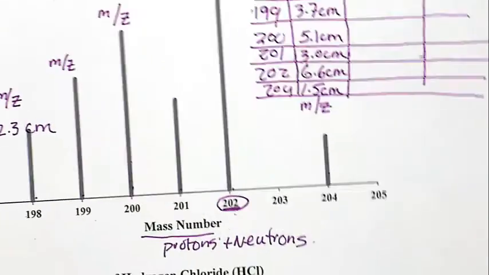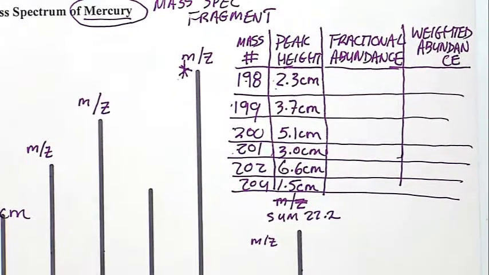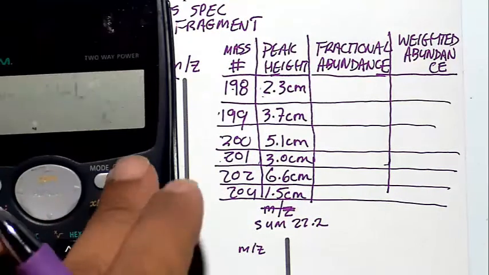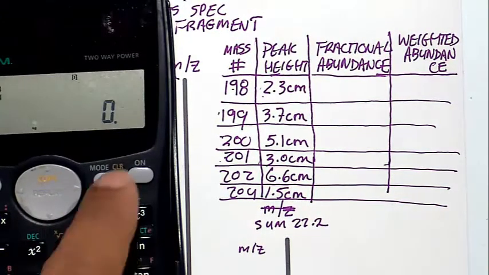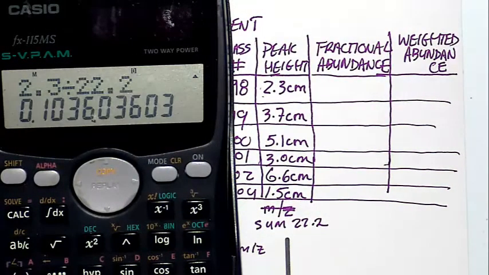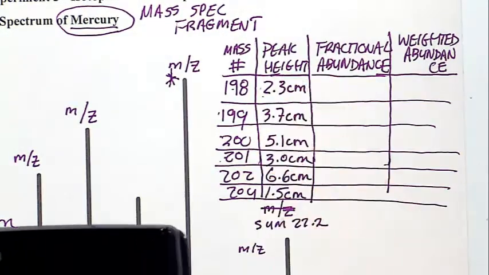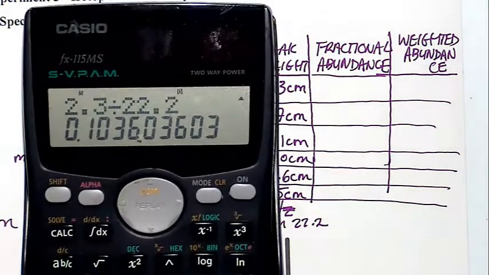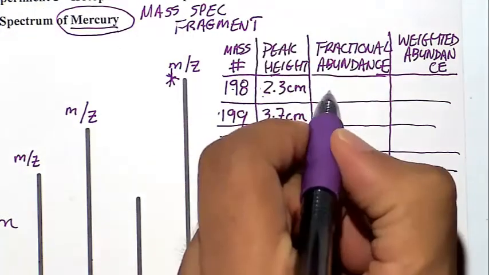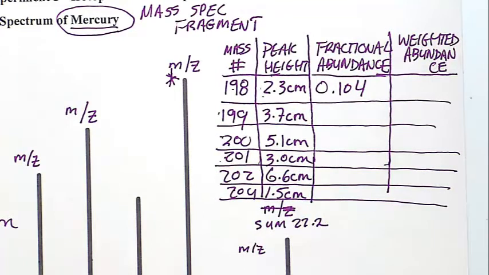In order to figure that out, you will do 2.3 divided by the sum of all the peak heights. So when you do that, you'll get a value of all the peaks, which represent my mass charge ratio of all those fragments. And 2.3 divided by 22.2 is going to equal 0.10. If I multiply that by 100, that's essentially 10% or 10.4%. So the 198 fractional abundance relative to all the other mass charge isotopic peaks is 0.10. So I'll just put 0.10. I may include the third decimal place, 0.104. So like that, I'll complete the table.